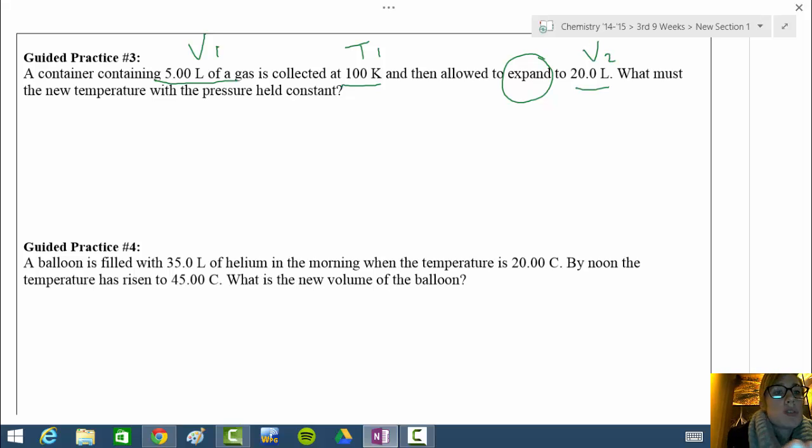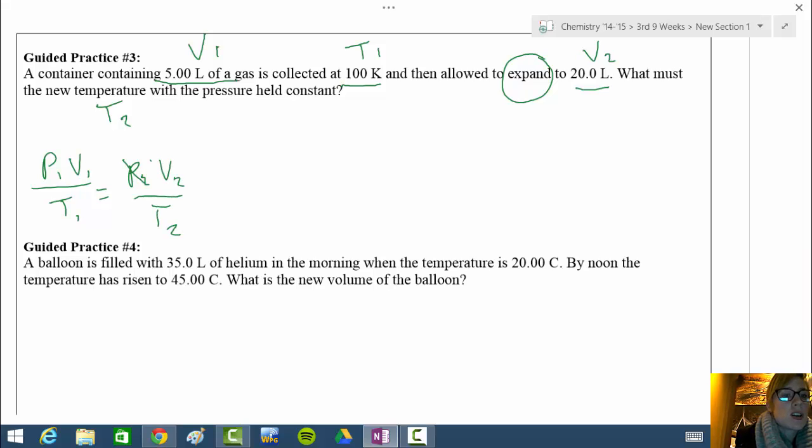And then what's the new temperature? So we're looking for T2. It says pressure's held constant, so that means we do not have to use P1 or P2 in our formula. So you know how it's P1 V1 over T1 equals P2 V2 over T2? I'm essentially going to cross out my pressure. We don't even need it. So really we're doing V1 over T1 equals V2 over T2.